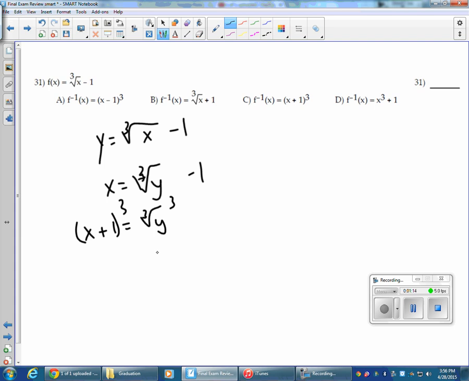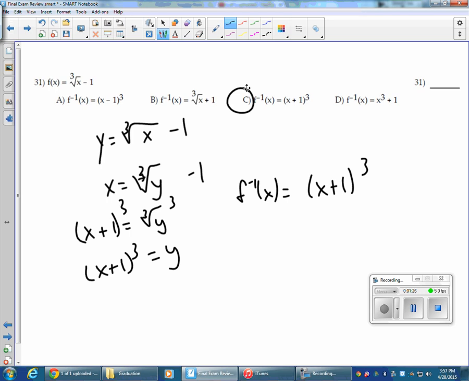And luckily, looking at the choices here, I don't actually have to expand that. I can just write the inverse of f of x is equal to x plus 1 cubed, which is c. It is not x cubed plus 1, because what you would have to do is write x plus 1 down 3 times, and then you'd have to do distributive property, or FOIL as you like to call it.